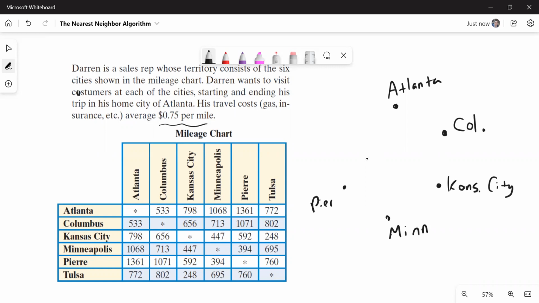Pierre, and Tulsa. All right, those are my 6 cities. And it's a complete graph. So in other words, you can go from any city to any city. You can go down any of these paths. It's fully connected. All right.